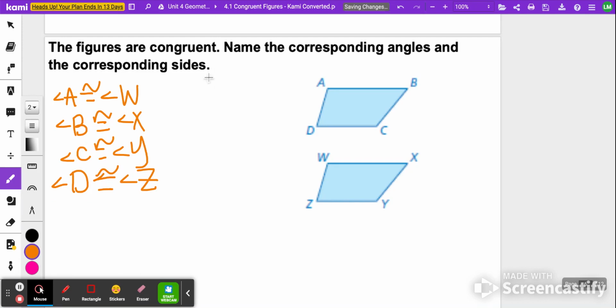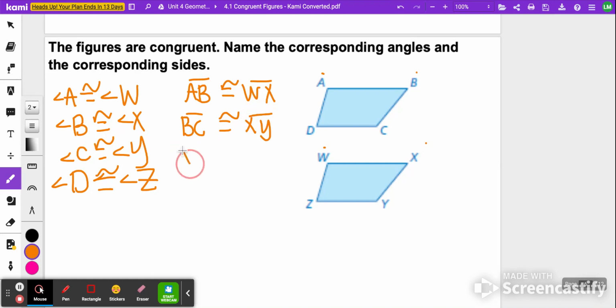Now we want to match all the corresponding sides. We can start with AB, and we put a line over it, corresponds with WX. Notice if I start with A and go to B, I start with W and go to X. BC corresponds with XY. YZ corresponds with CD. So you see I switched that around. You can still correspond YZ to CD. And then AD corresponds to WZ.